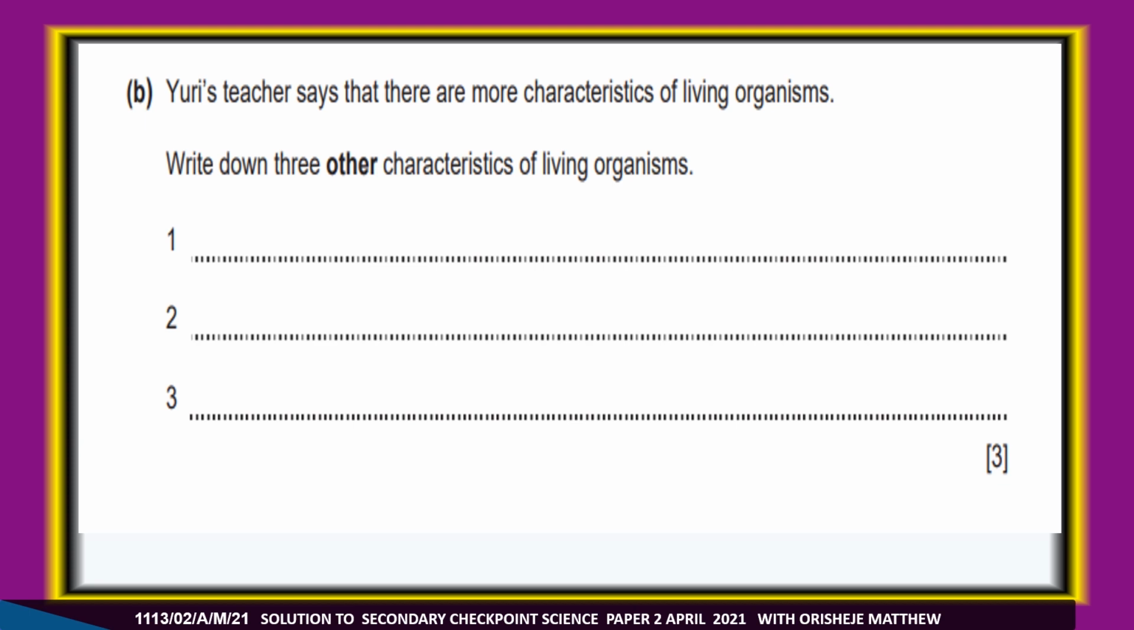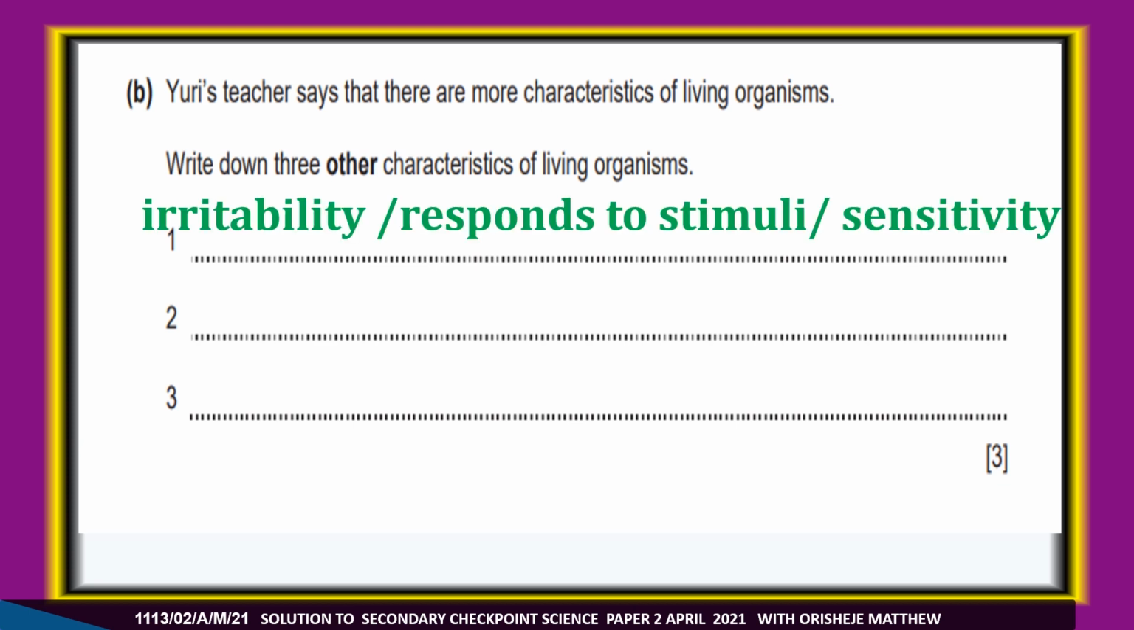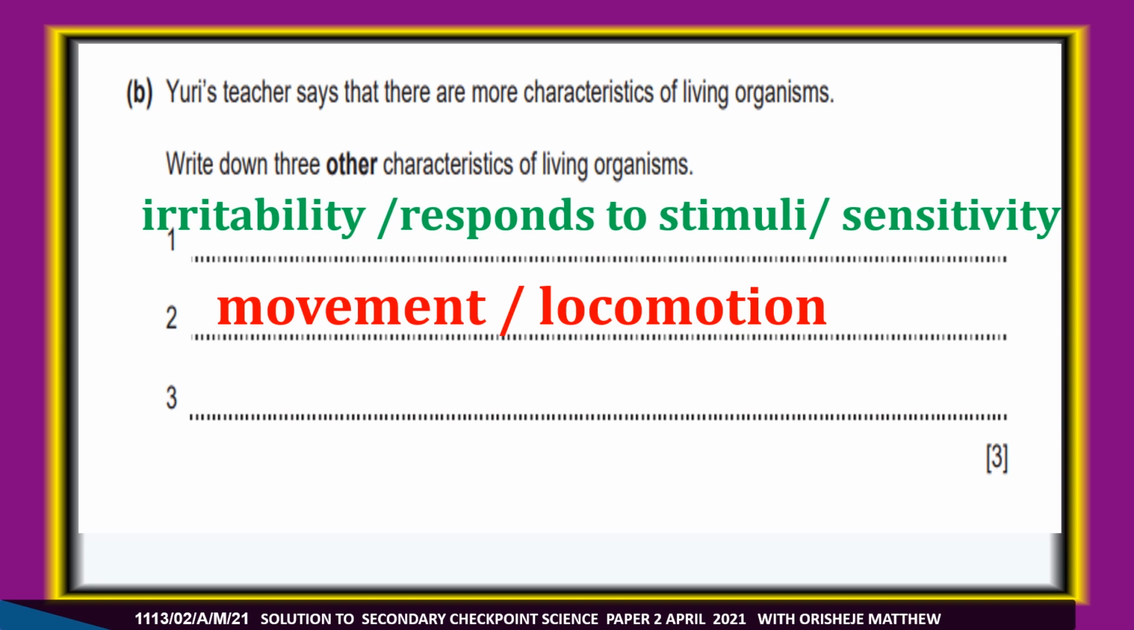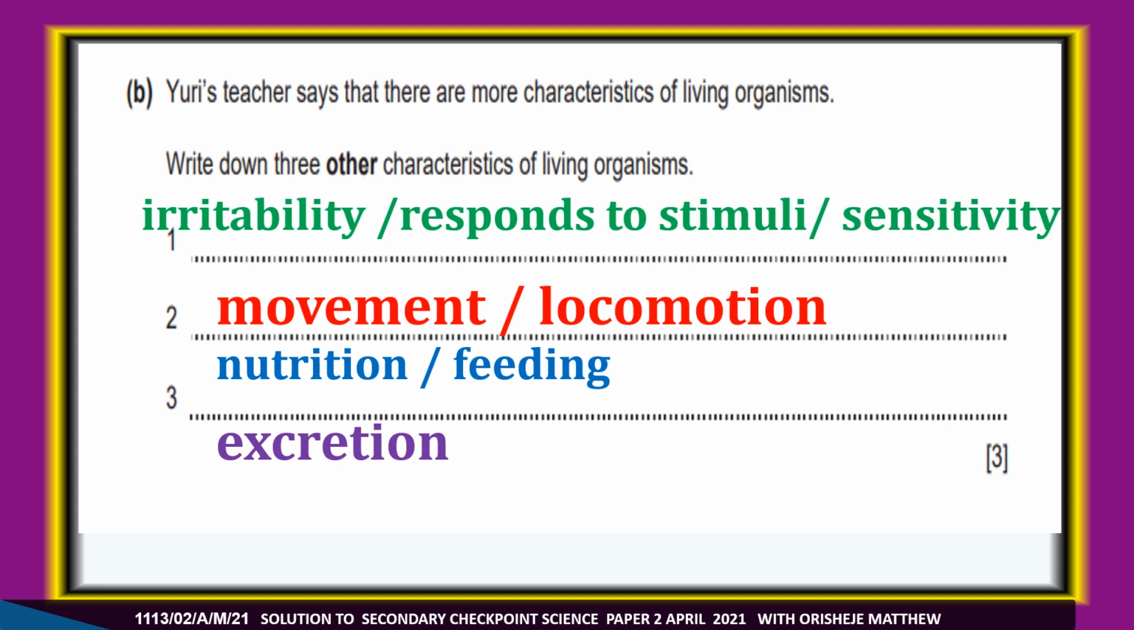Your teachers say that there are more characteristics of living things. Write 3 other characteristics of living things: irritability, response to stimulus, sensitivity, movement or locomotion, nutrition and feeding, excretion, respiration.